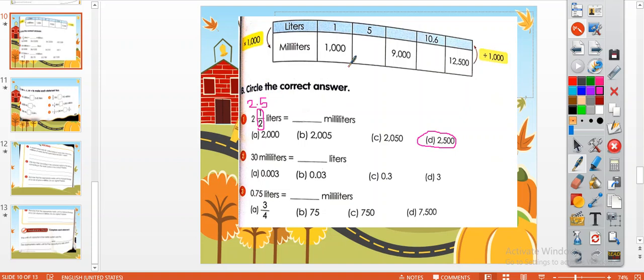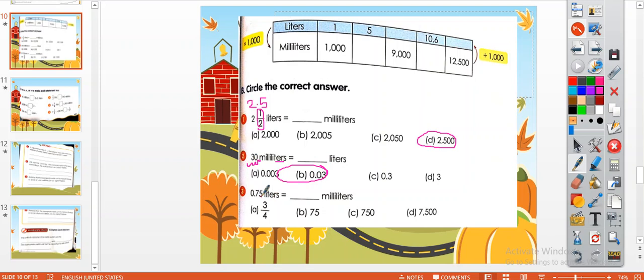Now from milliliters, 30 milliliters, how many liters are they? So from a small unit to a big one, you're going to divide by 1000. So put a decimal, move it 3 times, and you will get 0.03.